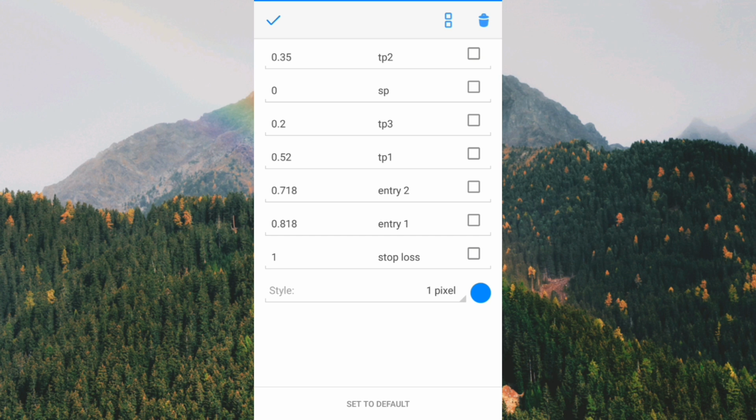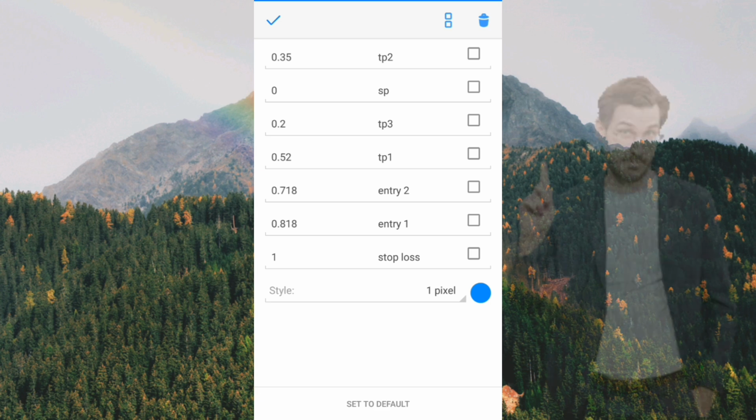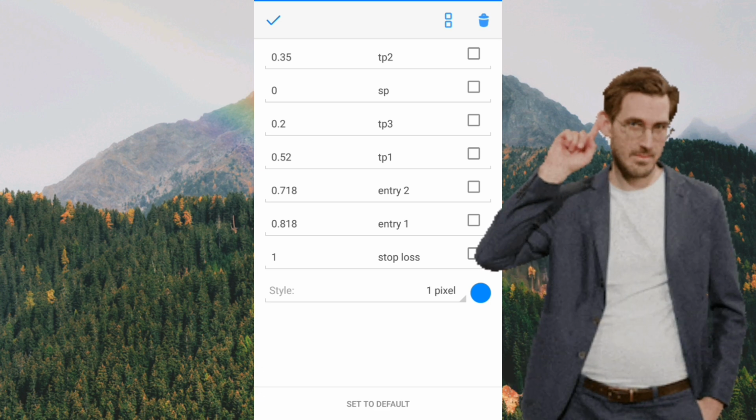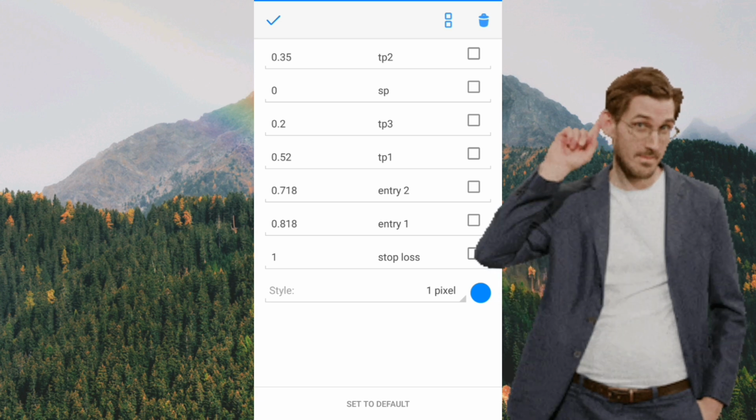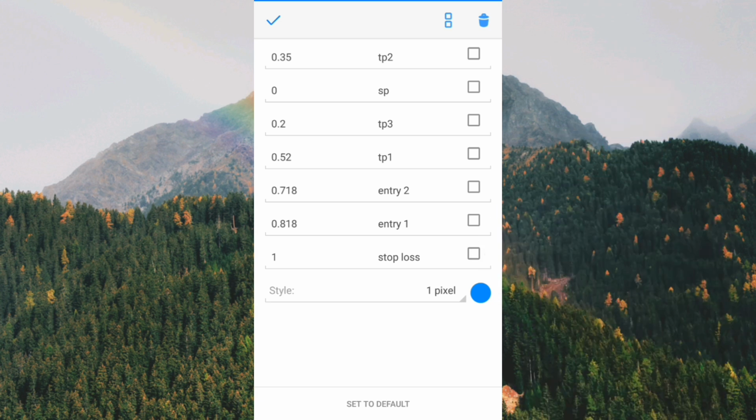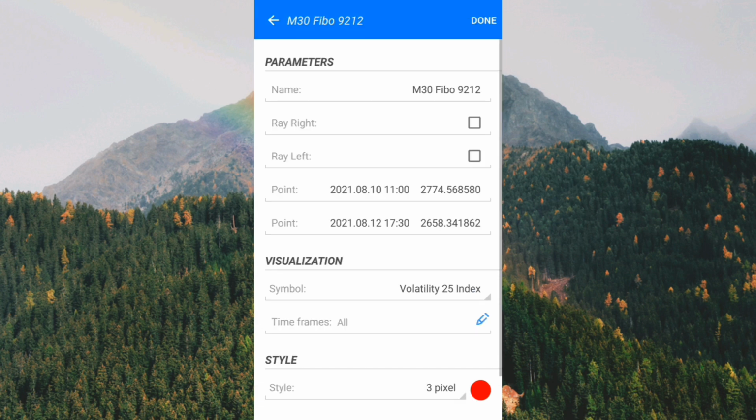Okay, you may add your levels, like 0.35 as your TP2, 0 as your SL, 0.2 your TP3, 0.52 as your TP1. And once you have done setting this, you just click the tick and you go back to your screen.